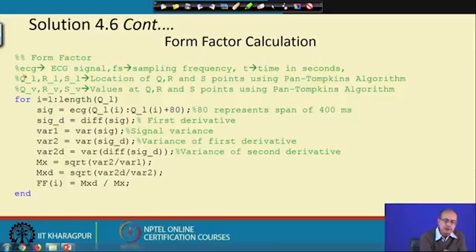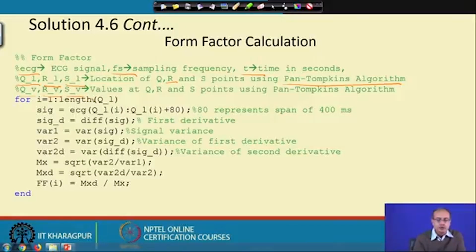Here a couple of things we have marked: ECG is our ECG signal, Fs is the sampling frequency, T is the time axis, Q_L is the location of the Q, R_L is the vector containing the location of R, and S_L is providing the location of S points, and all of them we get from the Pan-Tompkins algorithm. Actually, we get the R, and taking that as a reference we find out the location of Q and S, and the corresponding values at those points we also get, okay, once the locations are there.